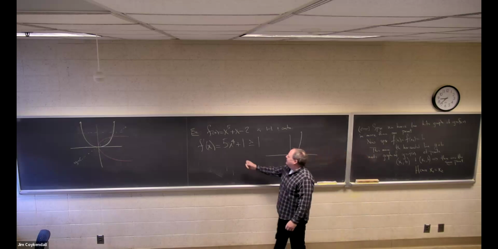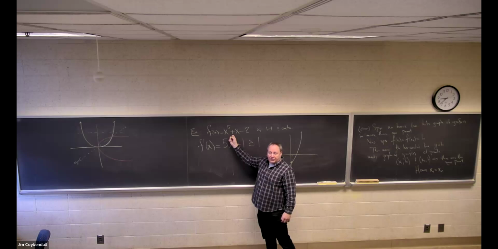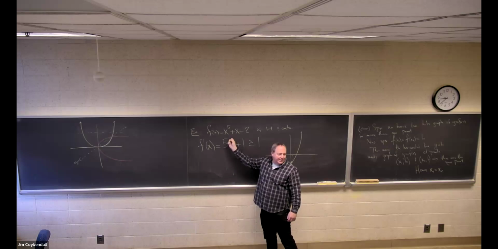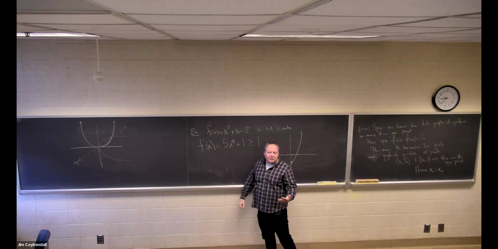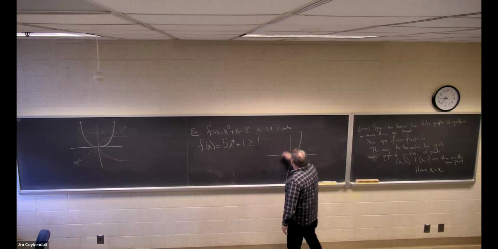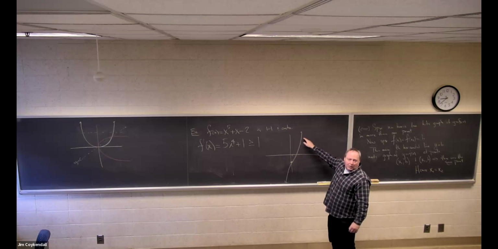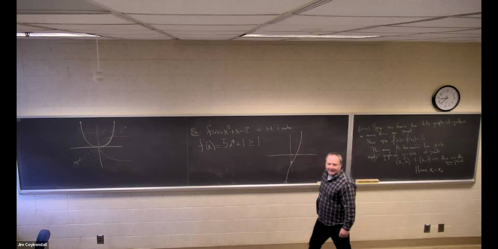Because the limit of this as x goes to infinity is infinity, and the limit of this as x goes to negative infinity is negative infinity. And it's continuous. So every value has to be covered, right? No matter what y coordinate you want, no matter what horizontal line you pick, there's some point where it will intersect this.